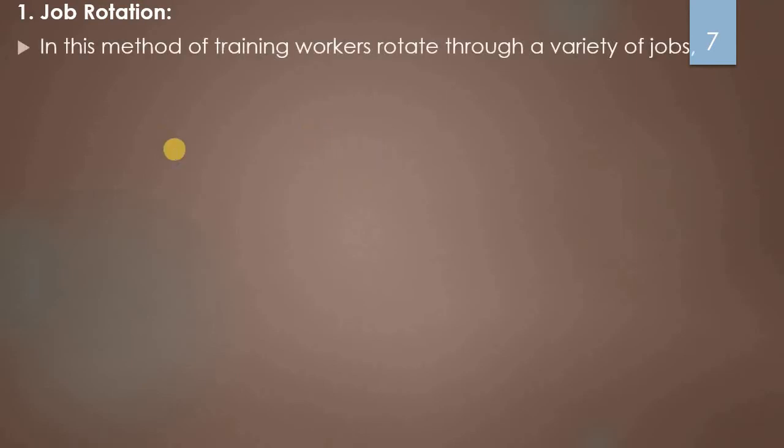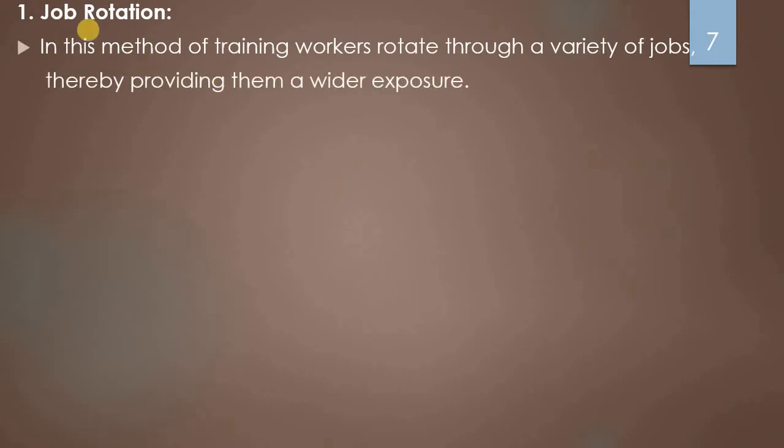So whenever somebody is absent or somebody is not there, you can perform that work or you can perform that job. So that is the objective of this job rotation. Let's know the detail about job rotation. In this method of training, workers rotate through a variety of jobs, thereby providing them a wider exposure.